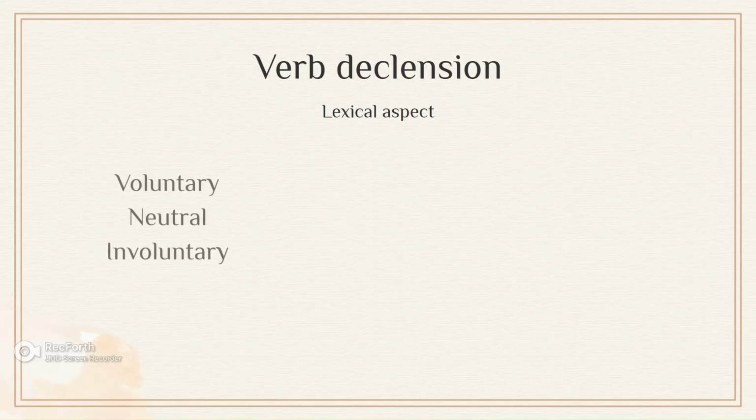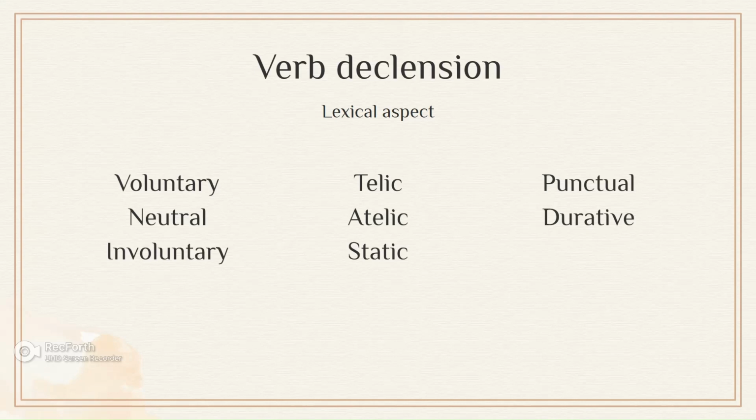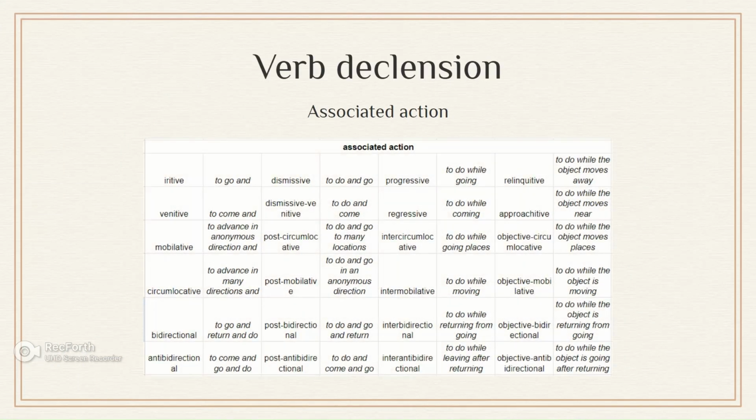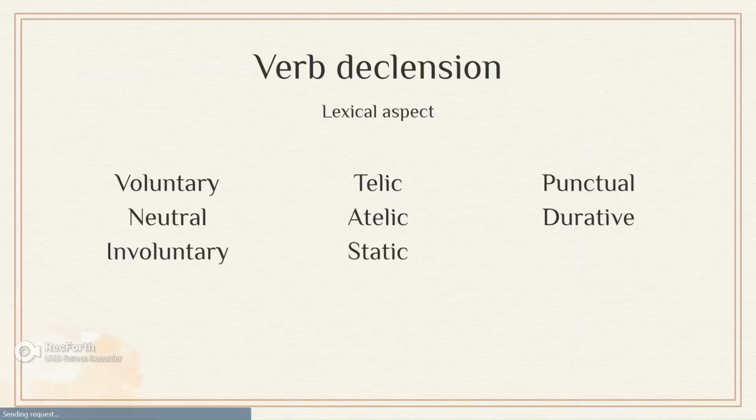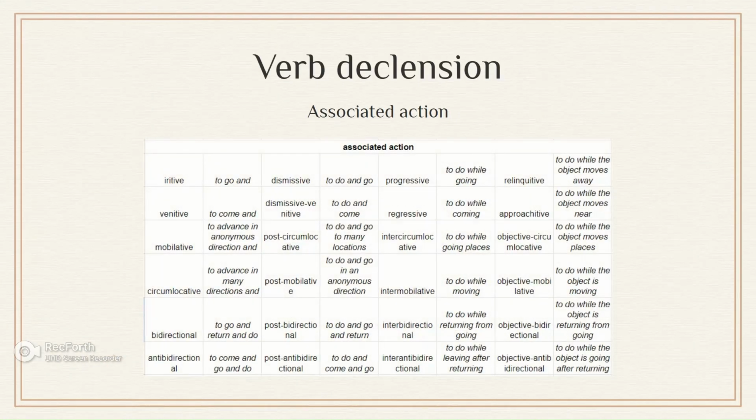Verb declension. Verbs decline on lexical aspect. Lexical aspect is composed of three things: whether it's voluntary, neutral, involuntary; telic, atelic, or static; punctual, or durative. Now they are abbreviated as the first letter of each word, respectively. For example, ISD later in the glossing of the translation. So do be mindful of that.